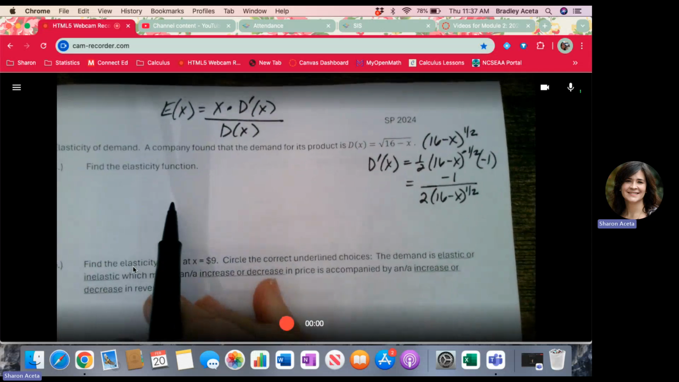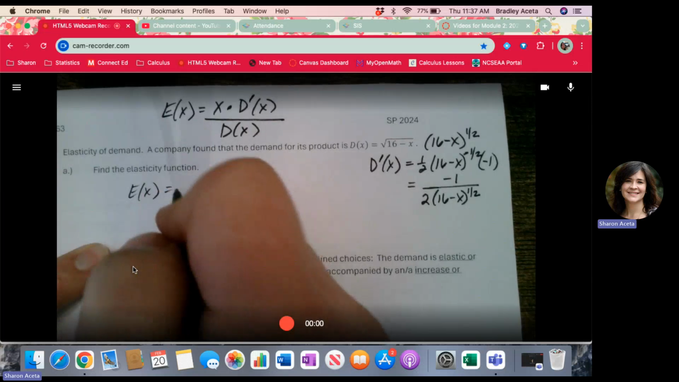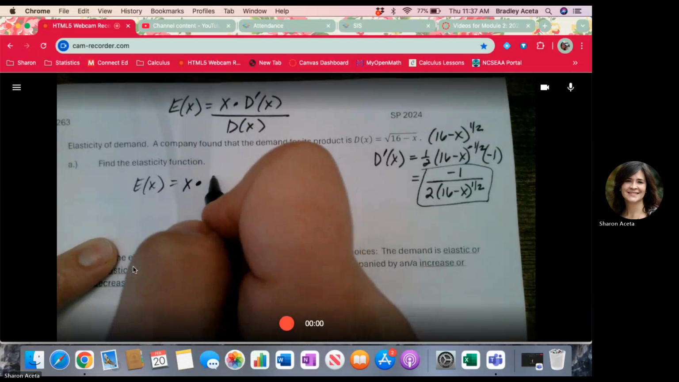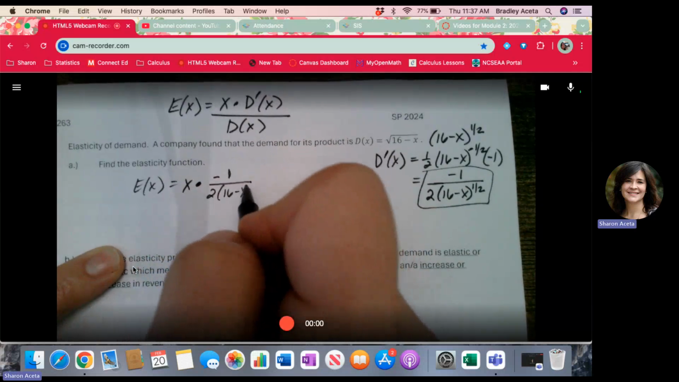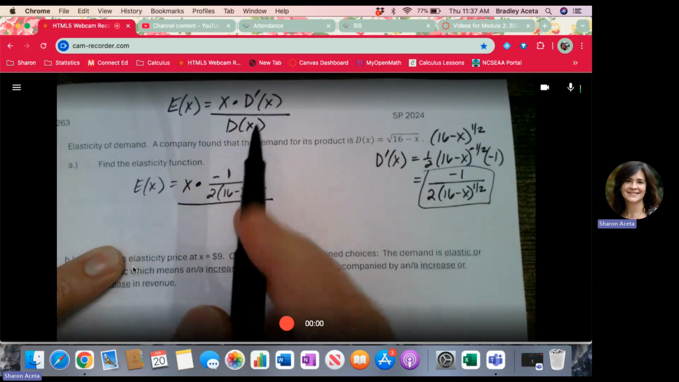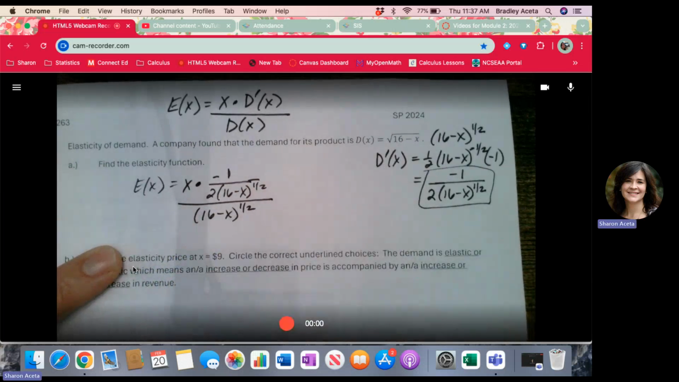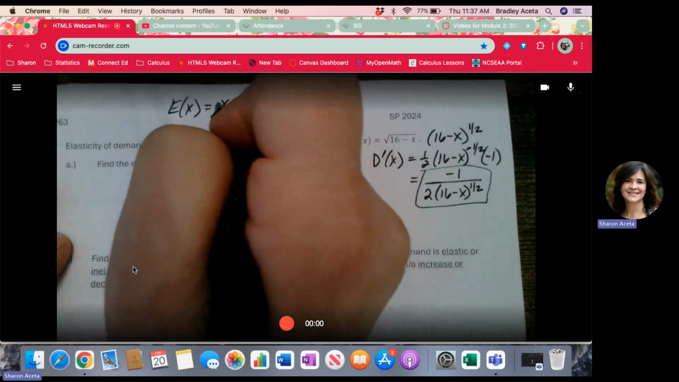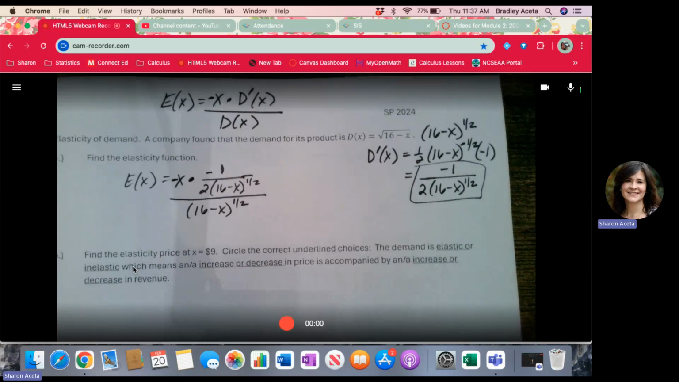Now let's find the elasticity. The elasticity function says, okay, take x, multiply it by what you just got over here, -1 over 2 times 16 minus x to the 1/2, all over the original function, 16 minus x to the 1/2. Okay? Now, actually, I'm already wrong. I forgot a negative here. The elasticity formula is -x.